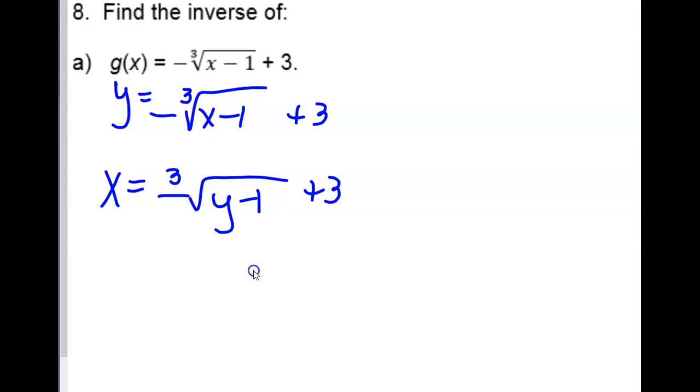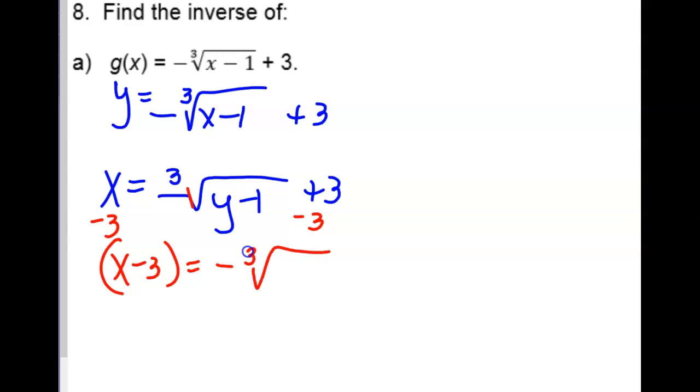And then we got to solve it for y. Ideas? Subtract 3 to both sides. So I just have an x minus 3. And over here I have a negative and a cubed root of y minus 1. Now what? Yeah, I think we should get rid of the negative 1 before we cube both sides.